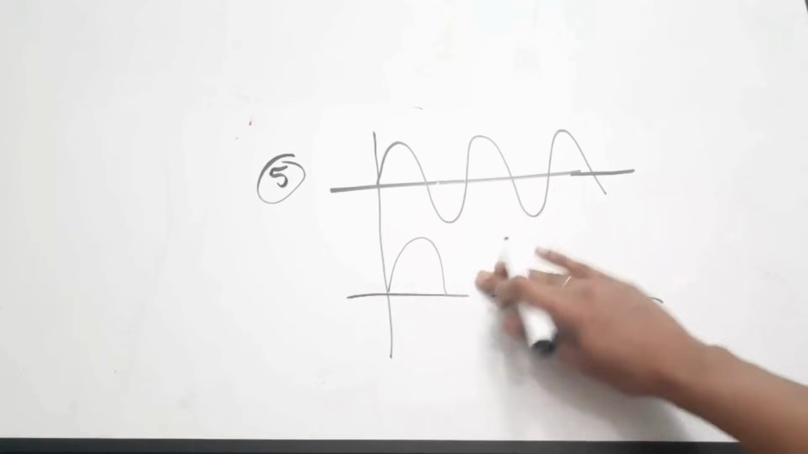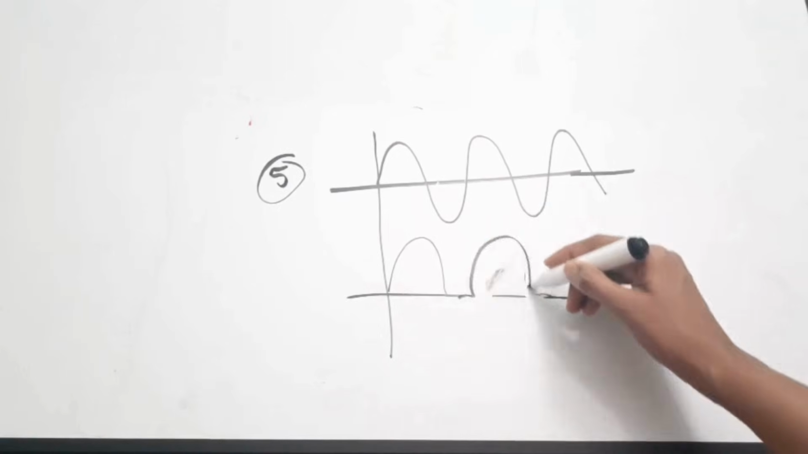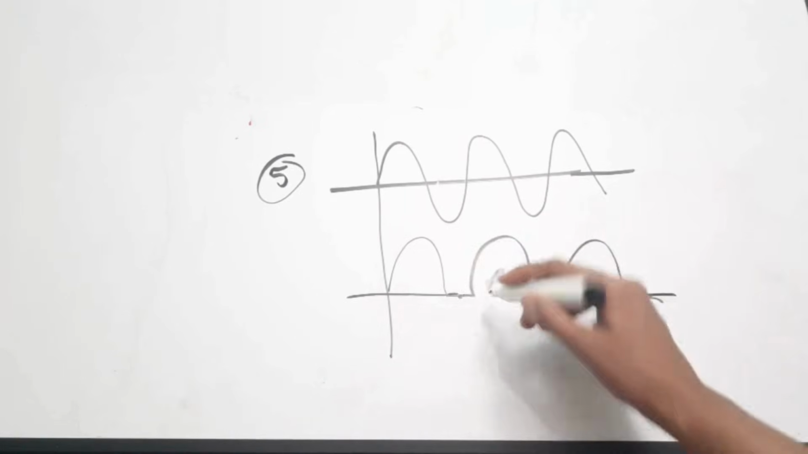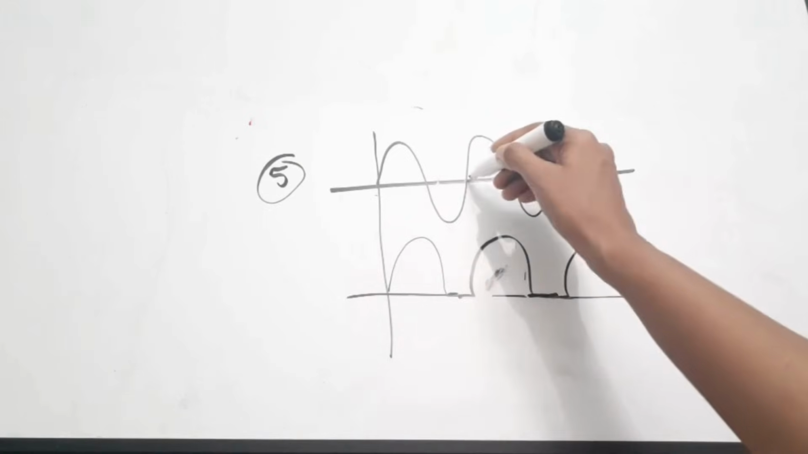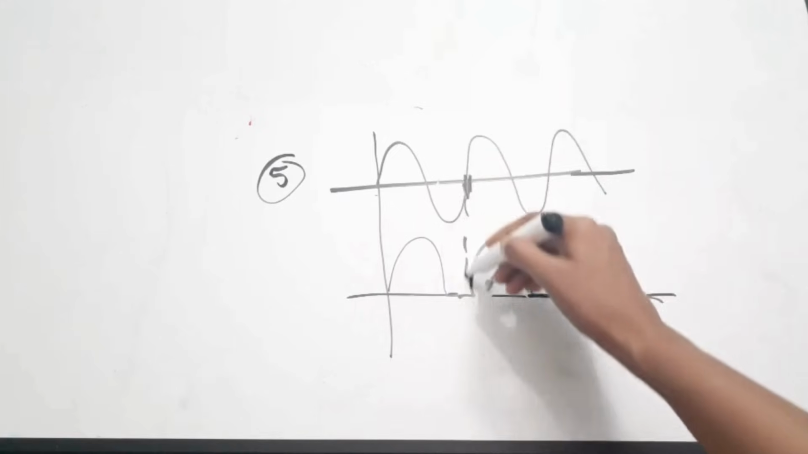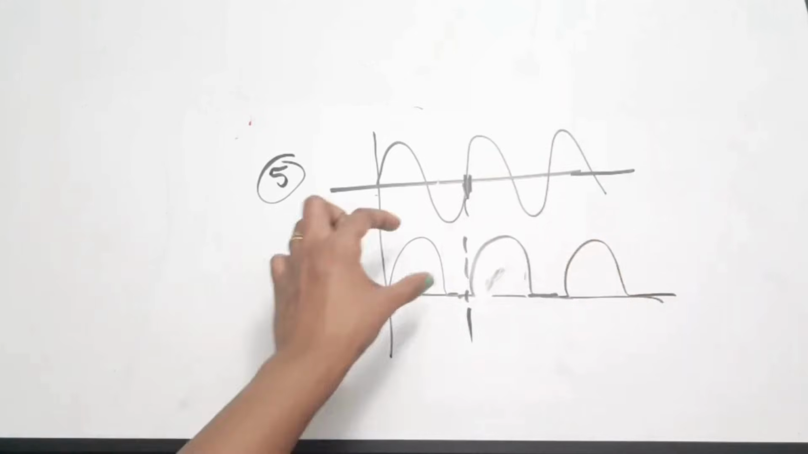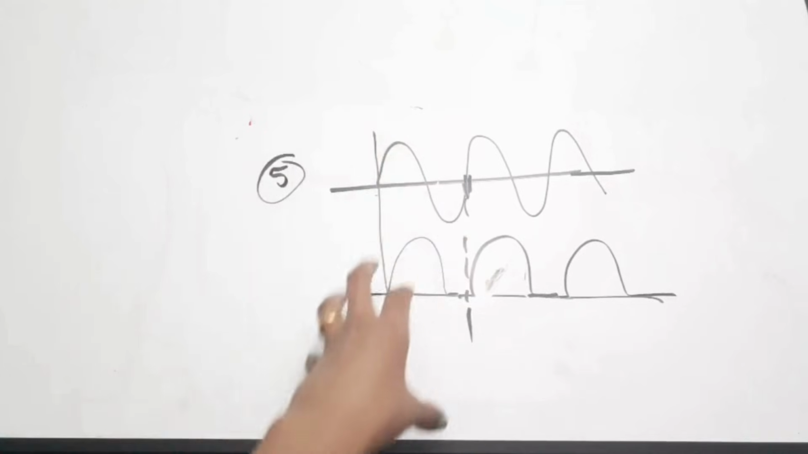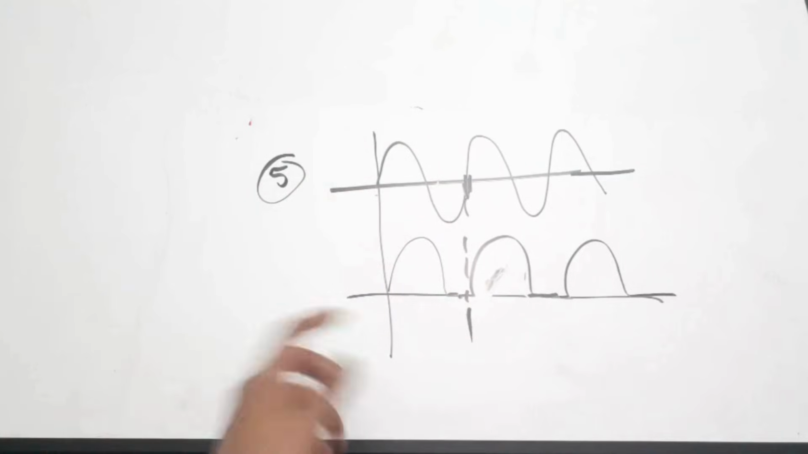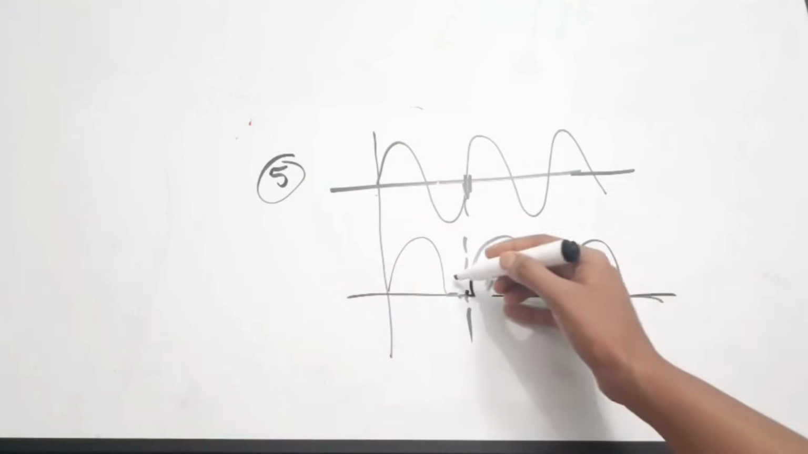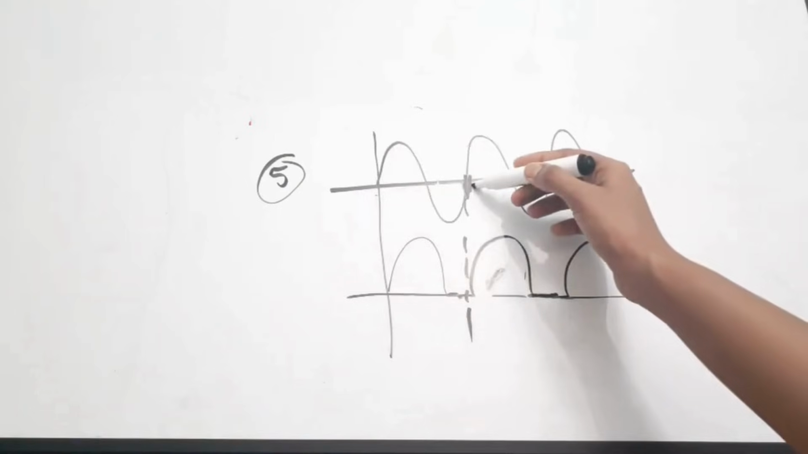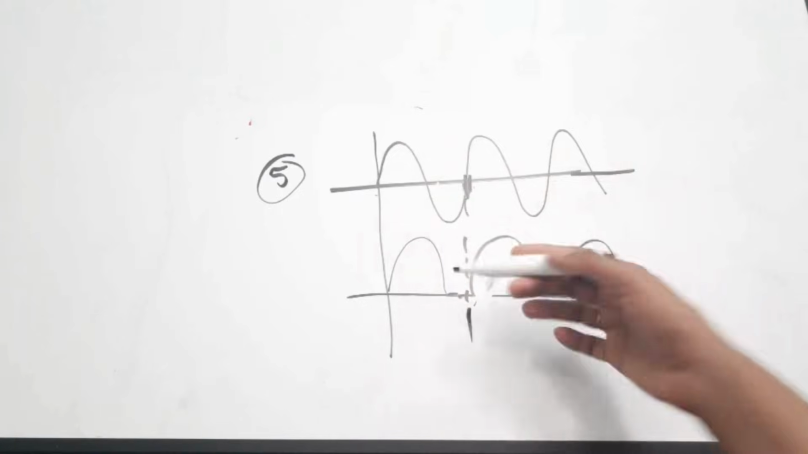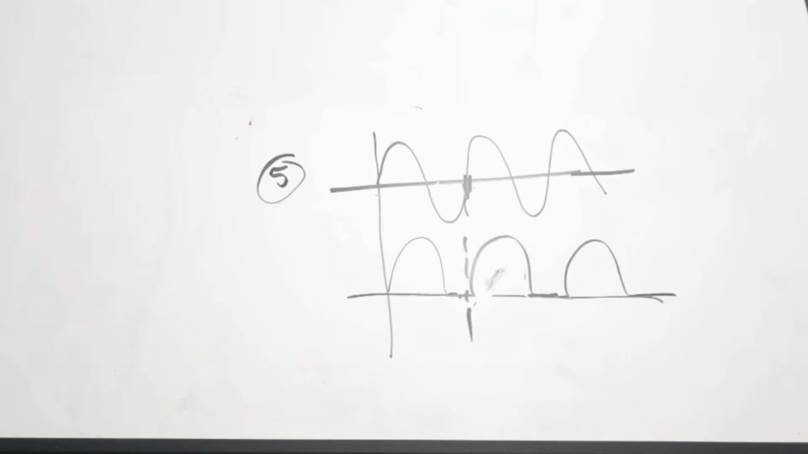Okay, just positive half cycles only. This will be your output. Now, if this is one frequency cycle, it is passing only one half of the cycle, right? That is, the frequency is exactly the same, right? But for the full wave, if this is one cycle or one frequency cycle, it will be passing two half cycles for a full wave rectifier.